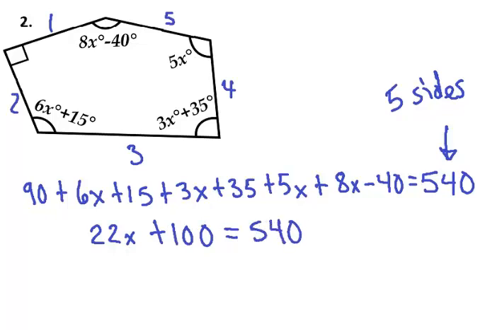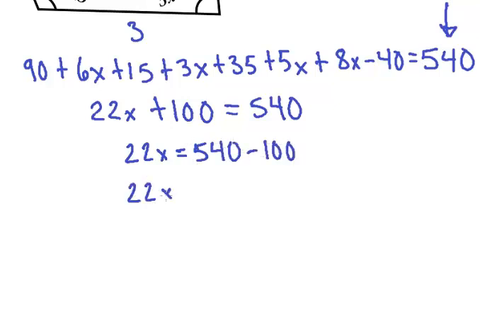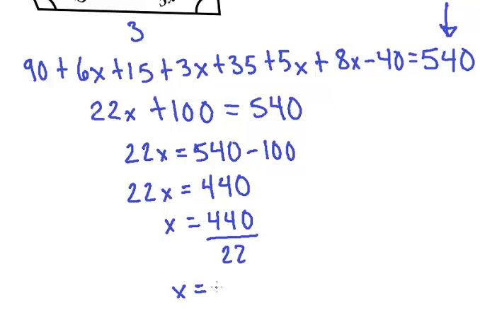What do I do here next? Well, you should know we just move things, right? So we pass the 100 to subtract 540. It will be 22x equals 540 minus 100. Now we will get 22x equals 440. After that, we pass the 22 to divide, so it will be 440 divided by 22. That should give you x equals 20. And that is the answer for this exercise.